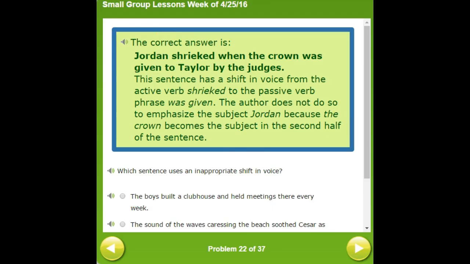The correct answer is, Jordan shrieked when the crown was given to Taylor by the judges. This sentence has a shift in voice from the active verb, shrieked, to the passive verb phrase, was given. The author does not do so to emphasize the subject, Jordan, because the crown becomes the subject in the second half of the sentence.